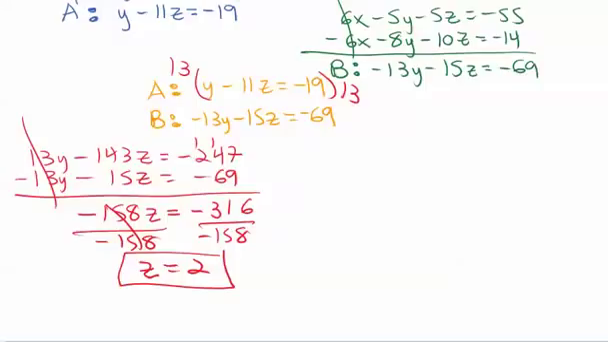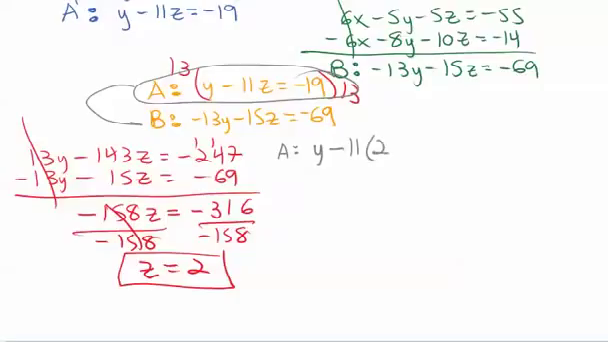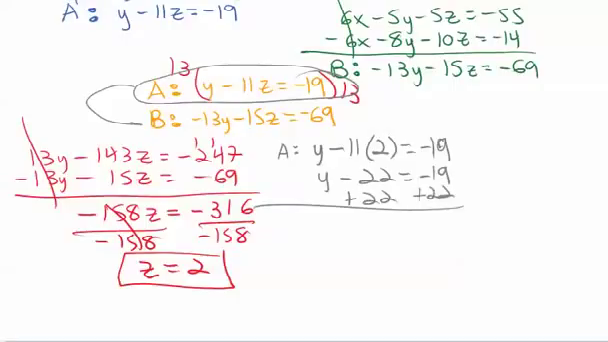We're not done with A and B yet. We go back to either A or B to find the second variable. The first equation, equation A, looks much simpler to work with. So that's where I'm going to go here, which is y minus 11z, which is 2, equals negative 19. That's y minus 22 equals negative 19. So if I add 22 to both sides, I get y equals 3.